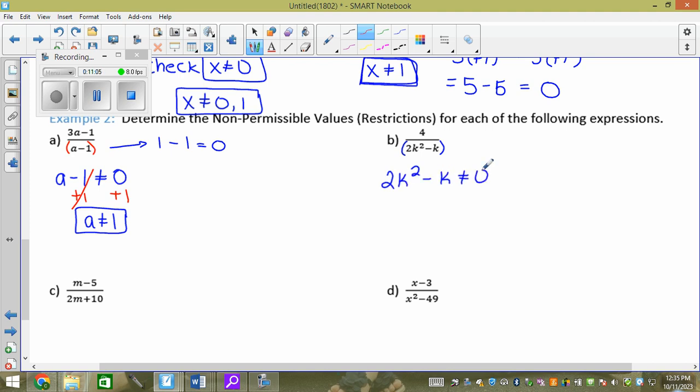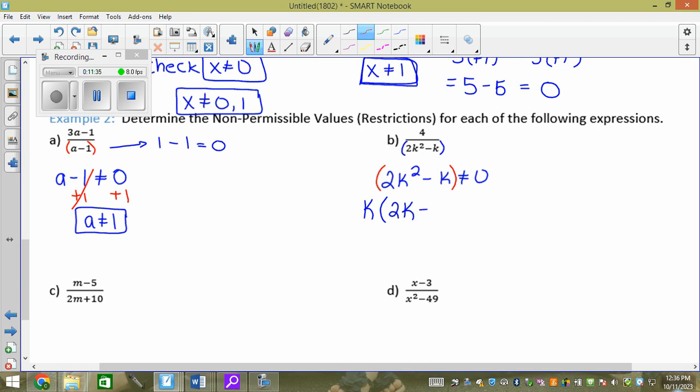I move the k over and I divide by 2k. That's complicated, right? That's weird. So what should I actually be doing? What can I do to that? Take out a k. GCF out of k. So I get a k in front. 2k squared divided out of k is what? 2k. That's right. Negative k divided by k?